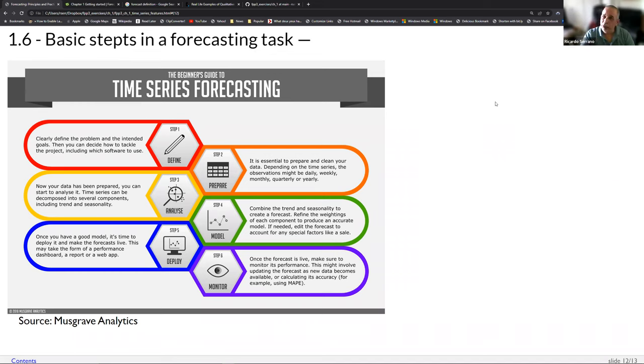So then we have to collect the data. What kind of data do we need for that? Can anyone give me an example of what kind of data you would look for?